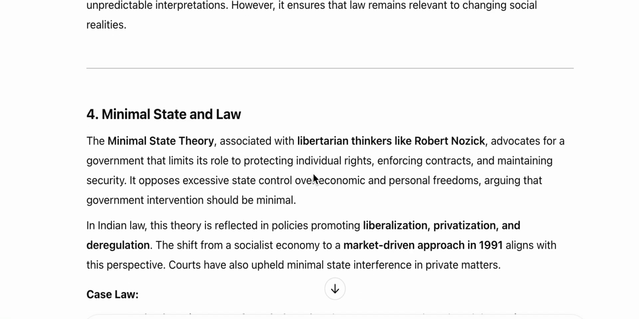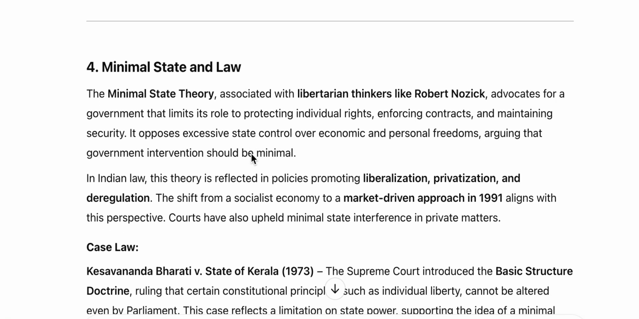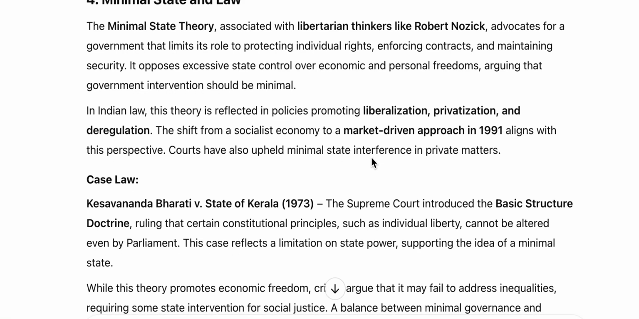The next is minimal state and law. The minimal state theory, associated with libertarian thinkers like Robert Nozick, advocates for a government that limits its role to protecting individual rights, enforcing contracts, and maintaining security. It opposes excessive state control over economic and personal freedoms, arguing that government intervention should be minimal. In Indian law, this theory is reflected in policies promoting liberalization, privatization, and deregulation. The shift from a socialist economy to a market-driven approach in 1991 aligns with this perspective.